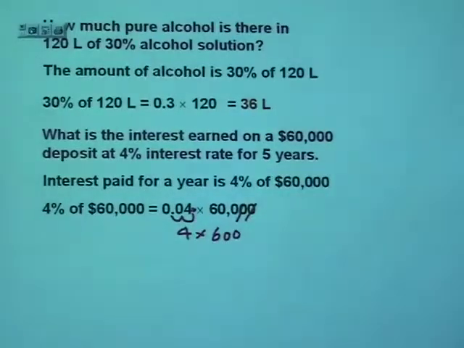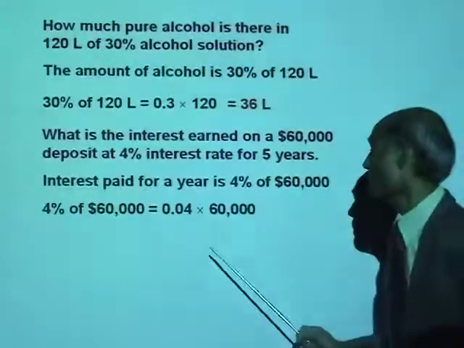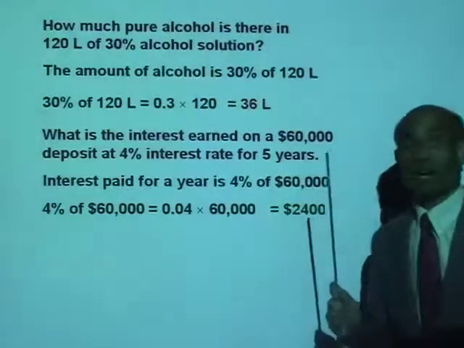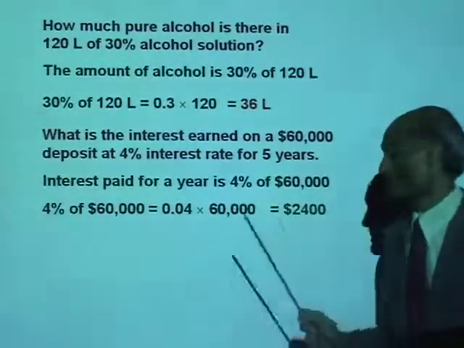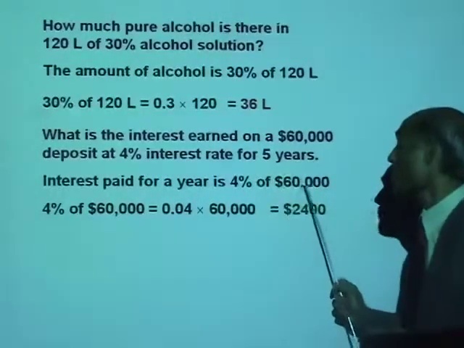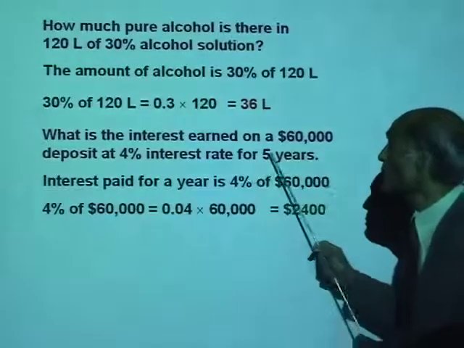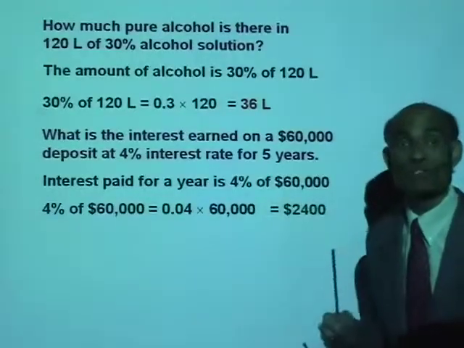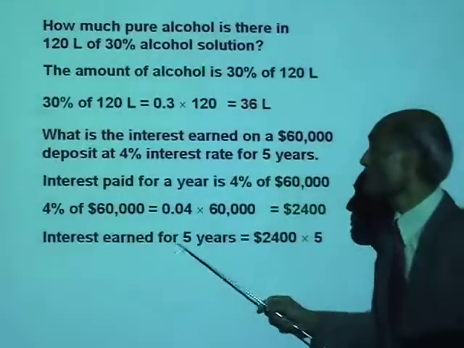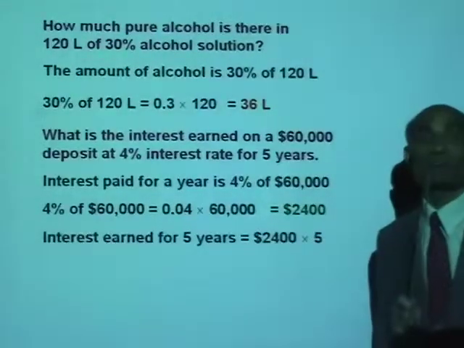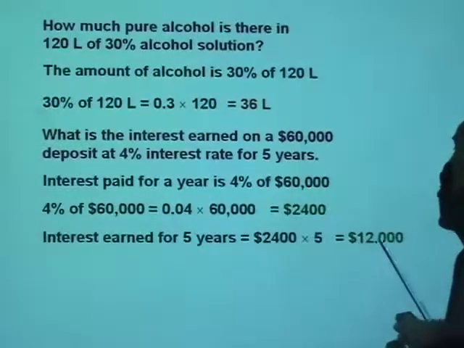You know, 4 multiplied by 600 is 2,400. Alright, so this will be $2,400. At the end of 1 year, you get $2,400. That is 4% of 60,000. And now you have left the money there for 5 years. What is the total interest you get? Interest earned for 5 years will be 2,400 multiplied by 5, and that will be $12,000.